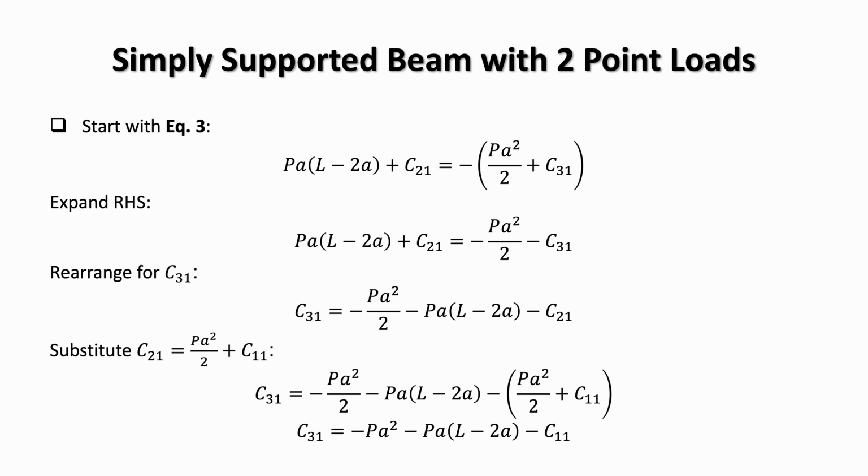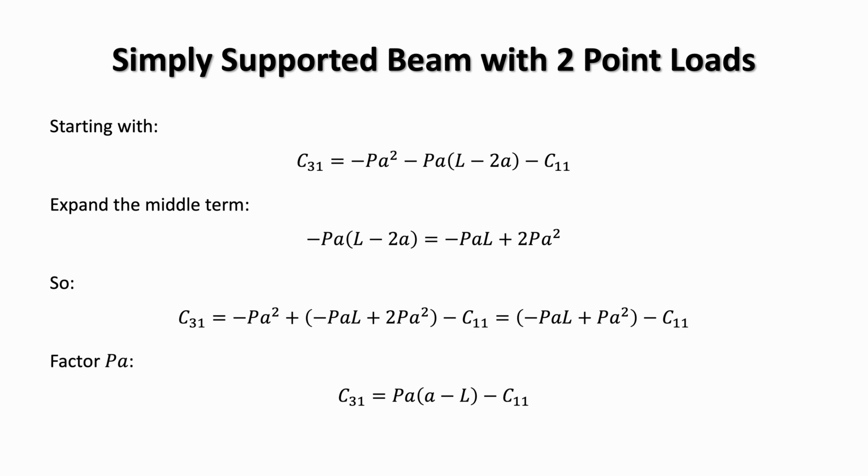At this point, we can stop and simplify the P terms further so the expression is cleaner before substituting into the final equation. We'll just simplify the expression that we got for C31 on the previous slide further. We'll start with the expression from the previous slide, expand the middle term, substitute it back in, combine the PA squared terms, and factor out P, which will give us a cleaner expression of C31 equals PA times, in brackets, A minus L, minus C11. Using this simplified form, we can substitute it into the final equation to determine the remaining constant.